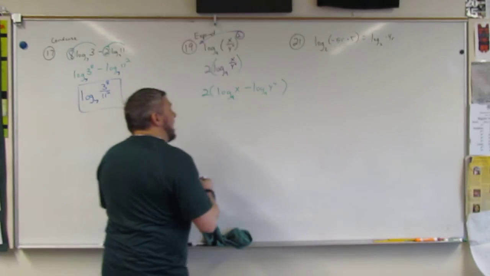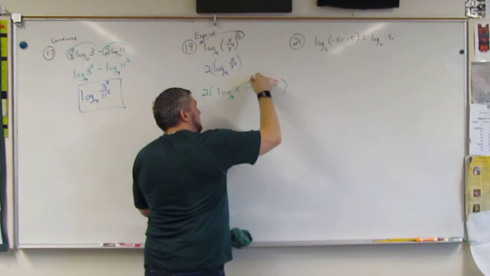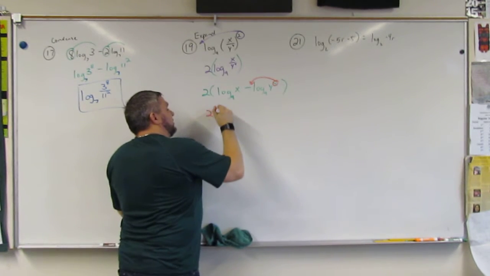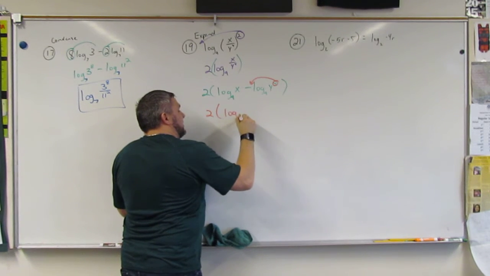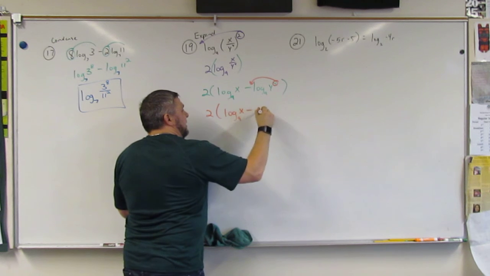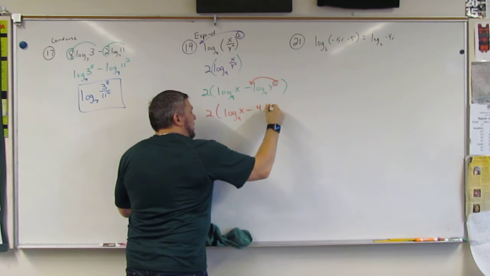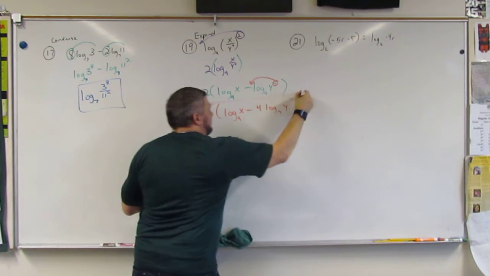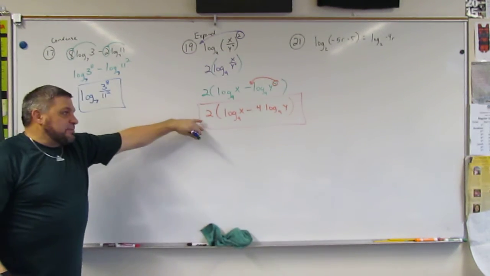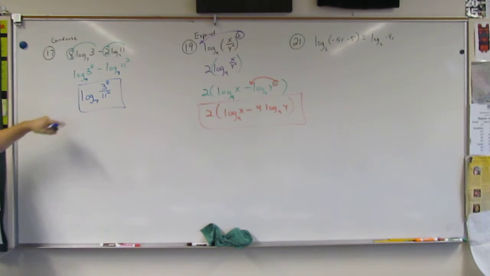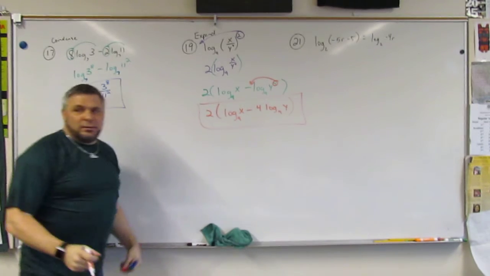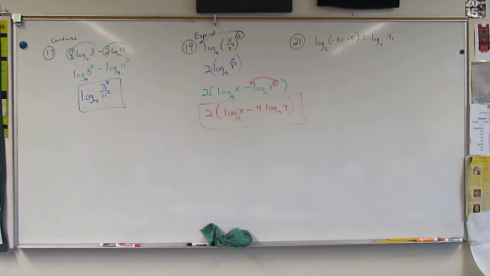Now, what do you do with this power? Move it up. Bring it out to the front. So then you have 2 log base 9 of x minus 4 log base 9 of y. And there it is. It's expanded. So this is expanded, this is condensed. So in one way you're squeezing it together, the other way you're pulling it apart. Okay? Next.